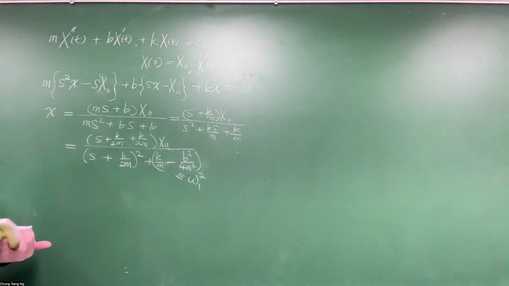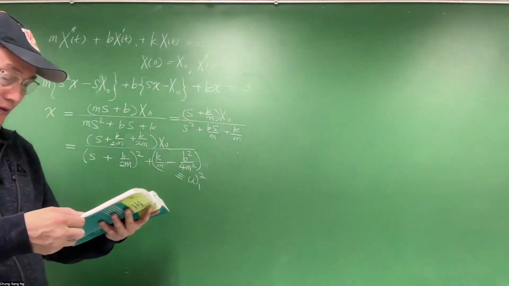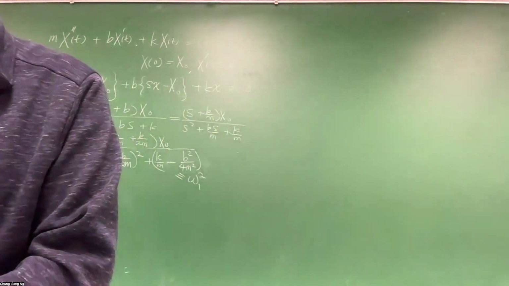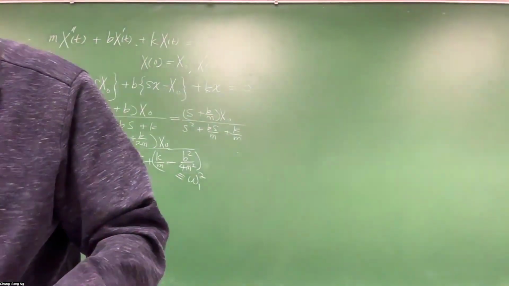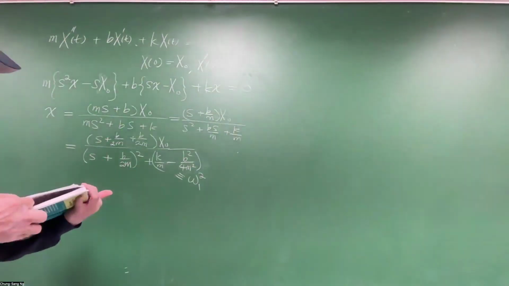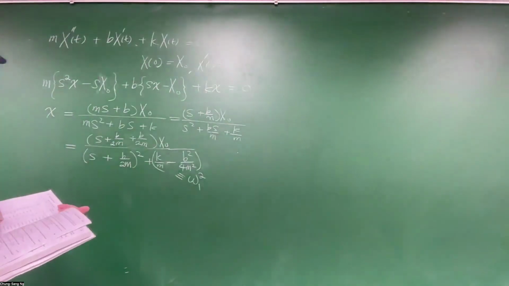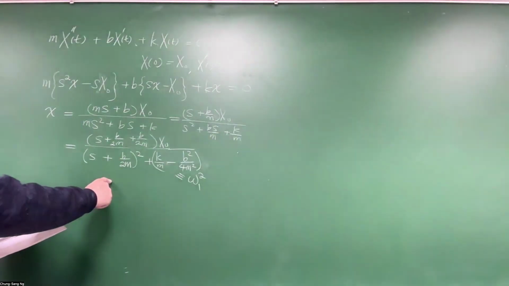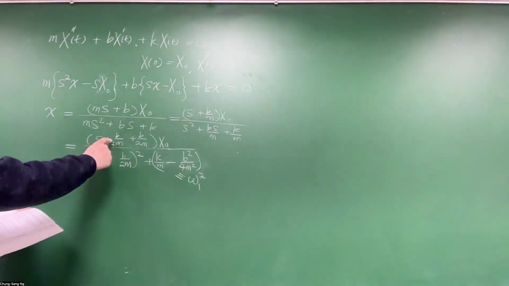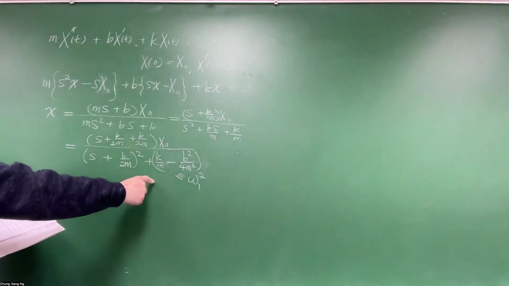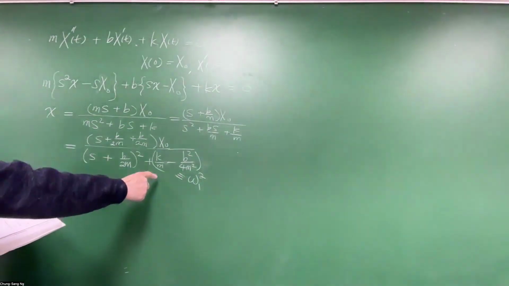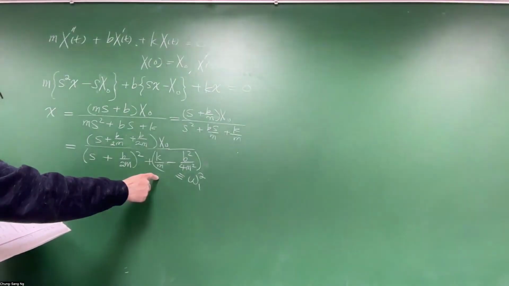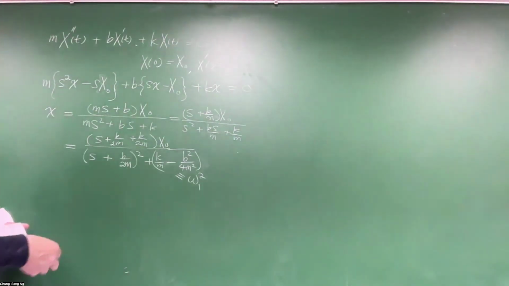Right, so that is almost done. So now you look up your table. Go back to the table. So now, this is like s squared plus k squared, right? And if you have an s, then you get a cosine. S divided by s squared plus k squared, you get cosine kt. If k divided by s squared plus k squared, you get sine kt, right?